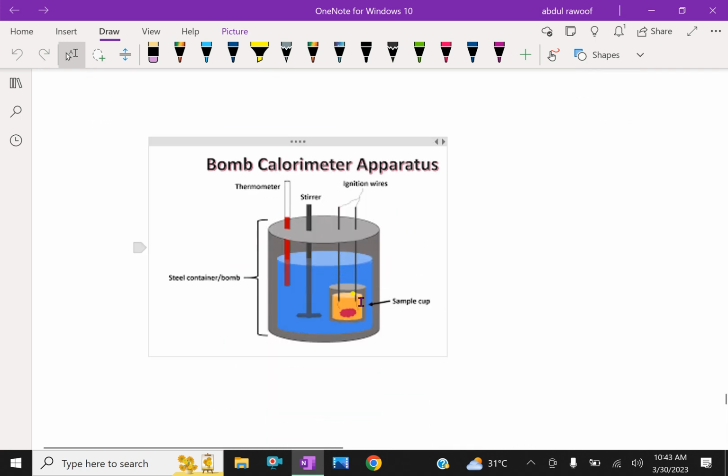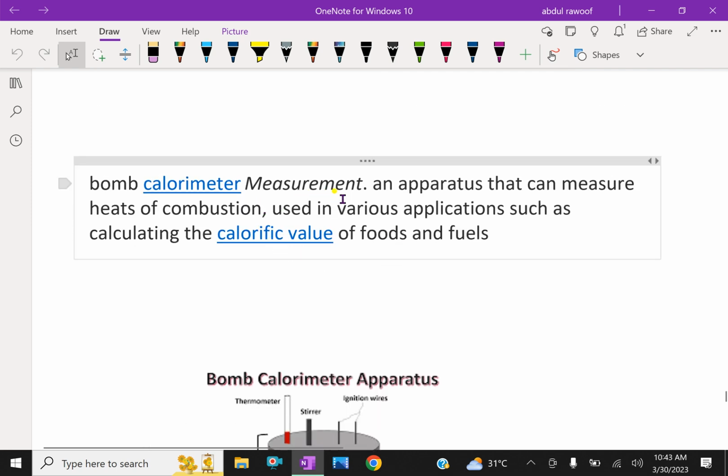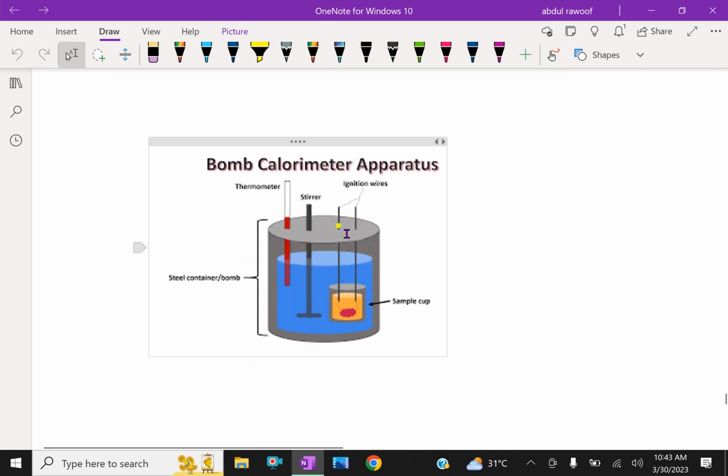This is a bomb calorimeter. A bomb calorimeter is an apparatus that can measure heats of combustion, used in various applications such as calculating the calorific value of food and fuels. In that we are using a bomb calorimeter.